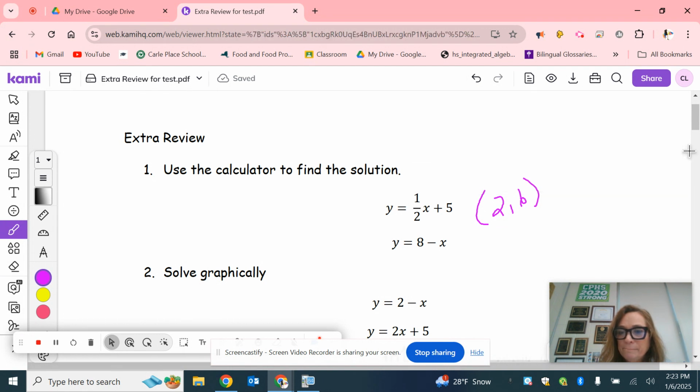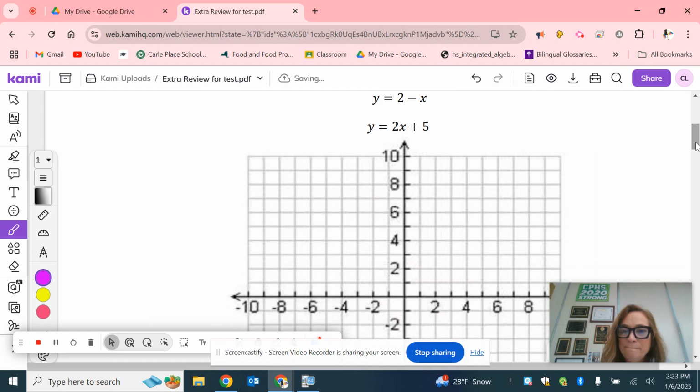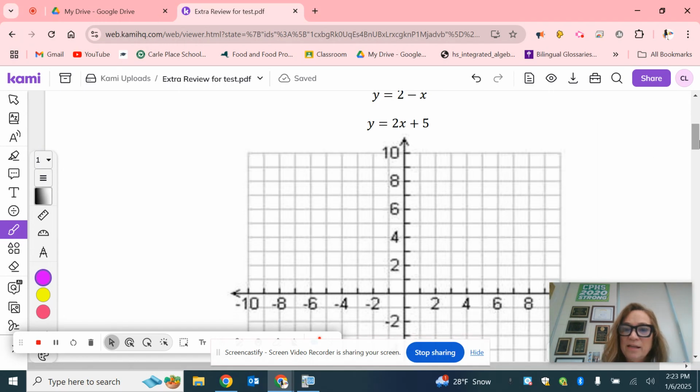Okay. All right, so solve graphically. So I'm going to go to this graph on the bottom. Again, this is not in slope-intercept form, but it is y equals form, so I could use the calculator. Start at 2, and the slope is -1. Okay. So that's going to look like this.